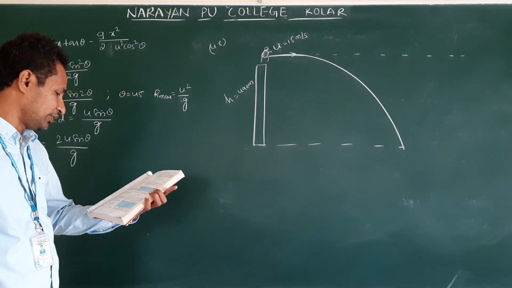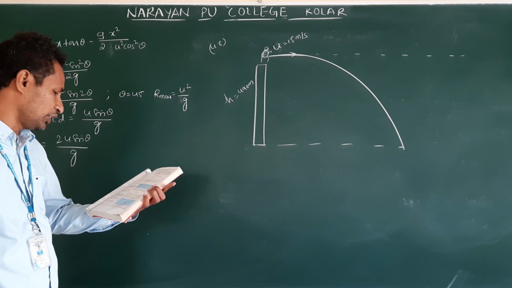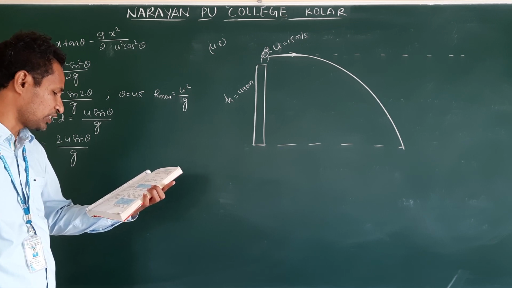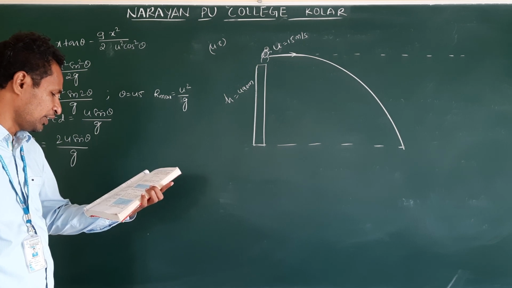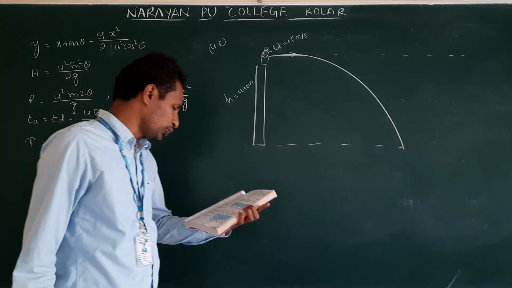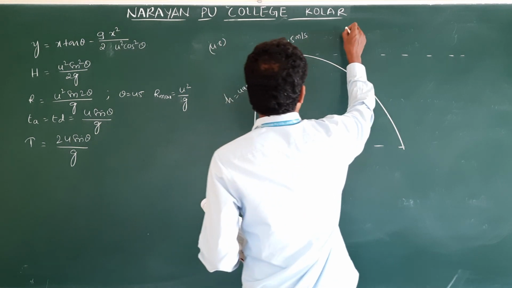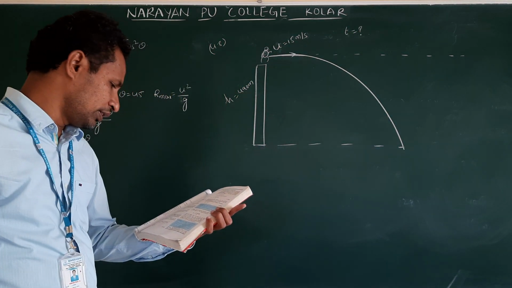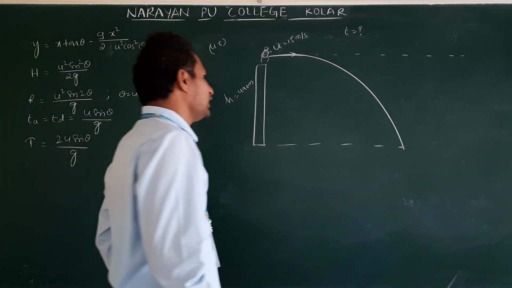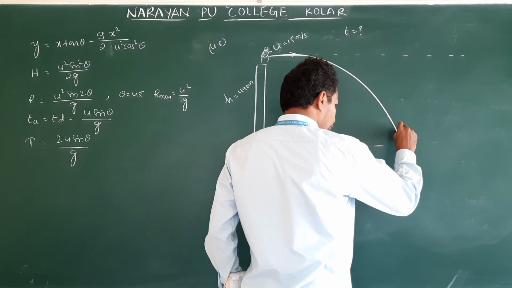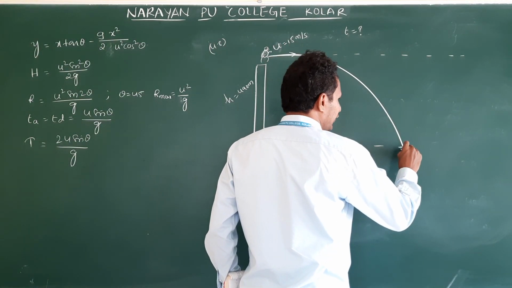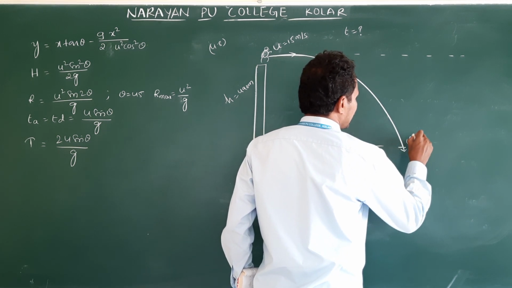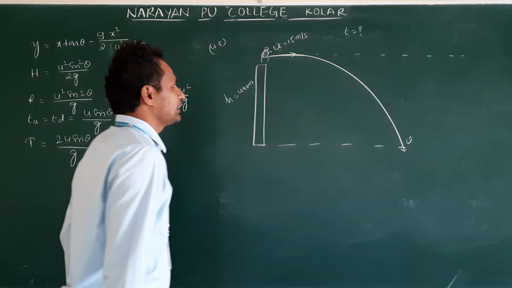This is the given data. From 490 meters above the ground, he throws the stone horizontally with an initial speed of 15 meters per second. Neglect the air resistance. First they are asking the time taken by the stone to reach the ground, and then with what speed it is going to hit the ground. So it will hit the ground like this, and this velocity we take as v. This is what they asked.